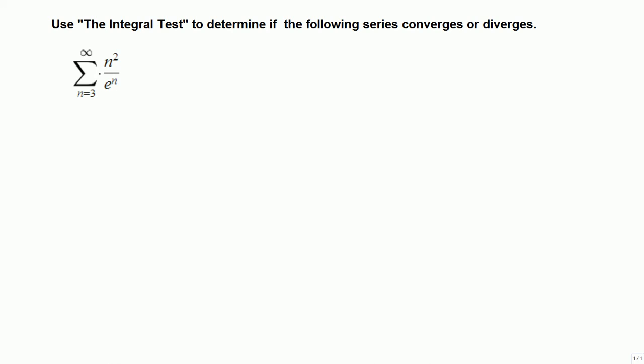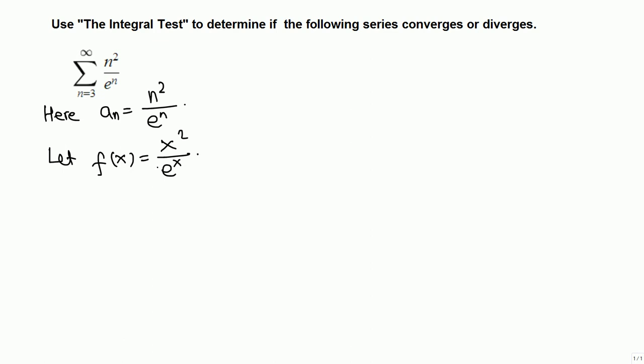In this question, we use the integral test to determine if it converges or diverges. For the generic term, a_n is n squared over e to the n. To use the integral test, we let the function be x squared over e raised to x. Simply change n to x.